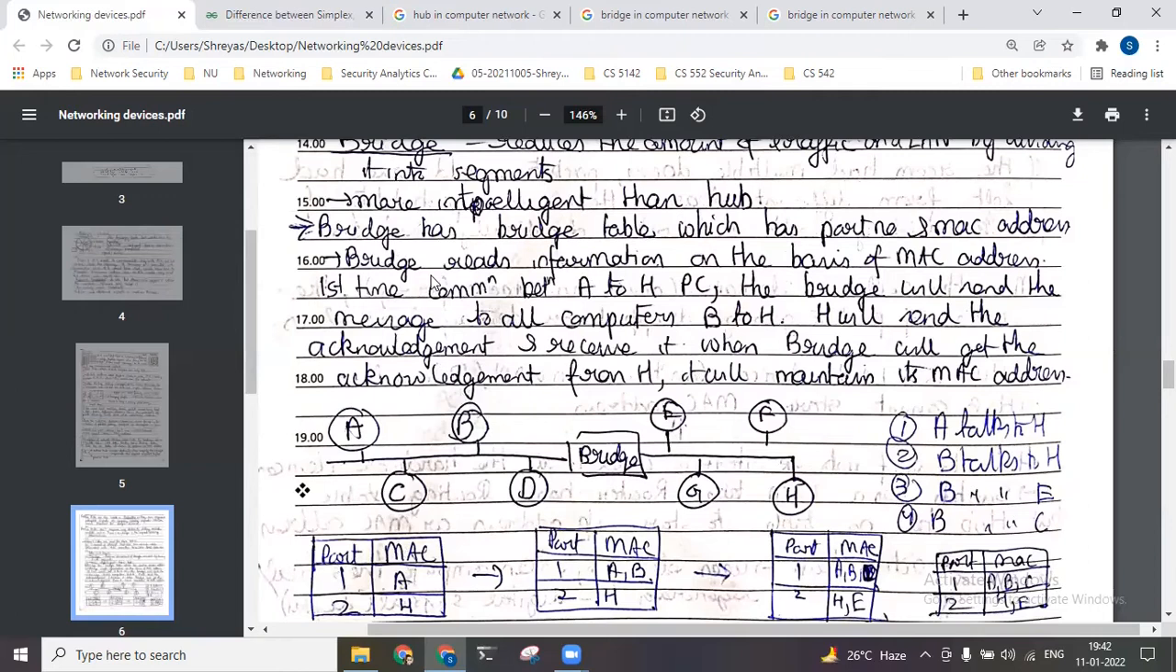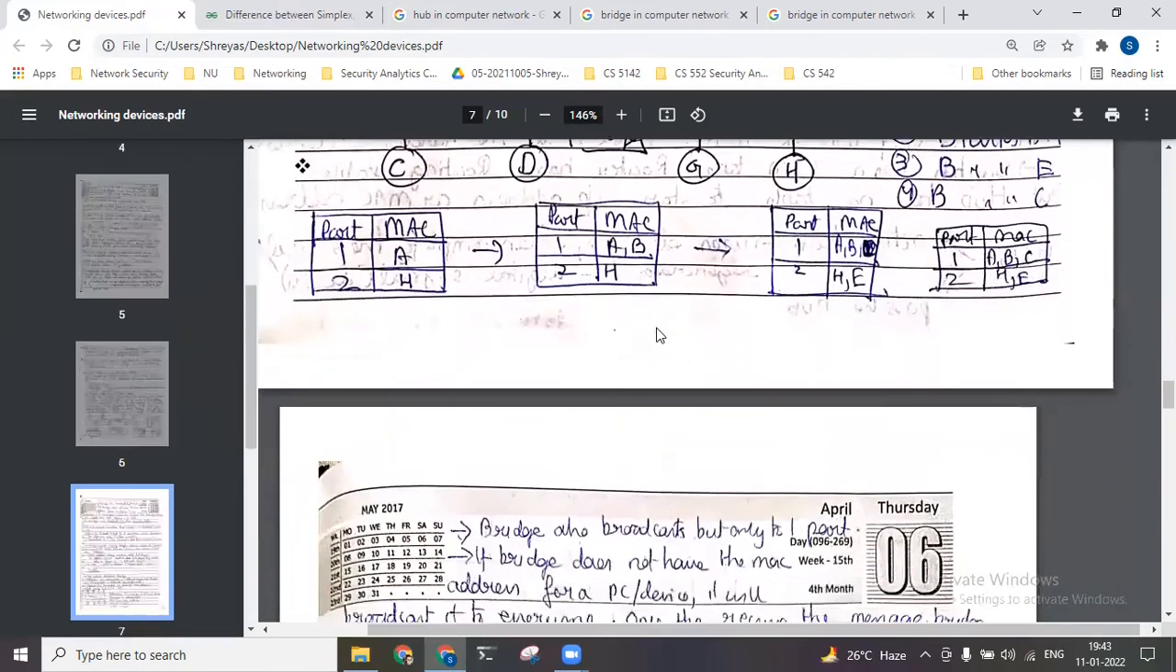The bridge reads the information on the basis of the MAC address. The first time PC A communicates with PC H, the bridge will send the message to all the computers, from B till H. Only H will acknowledge and receive it. When H acknowledges it, the bridge will understand that this is the acknowledgement from H, so it will maintain its MAC address. This is how the bridge knows whose MAC address to maintain. The first time it broadcasts, and only the end device that accepts it will have its MAC address maintained, and the bridge will know that this is the PC H that has been referred to.